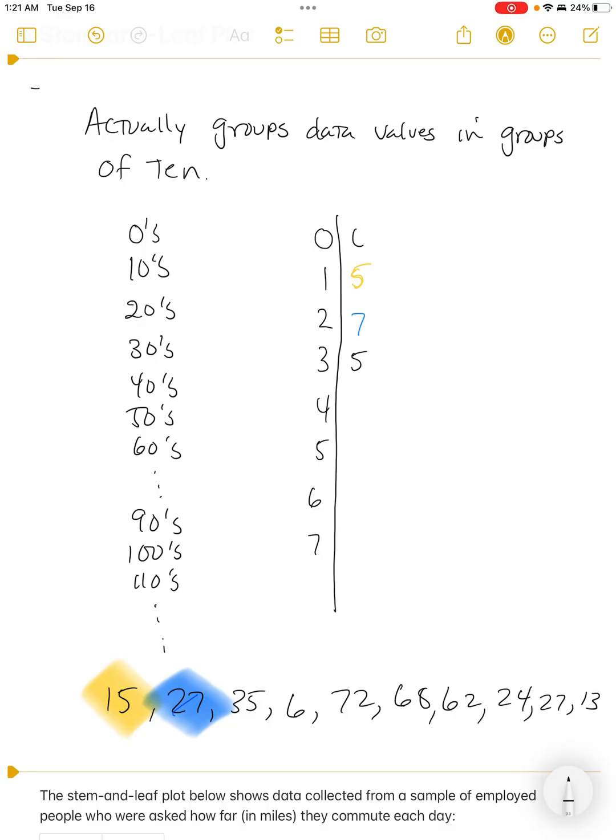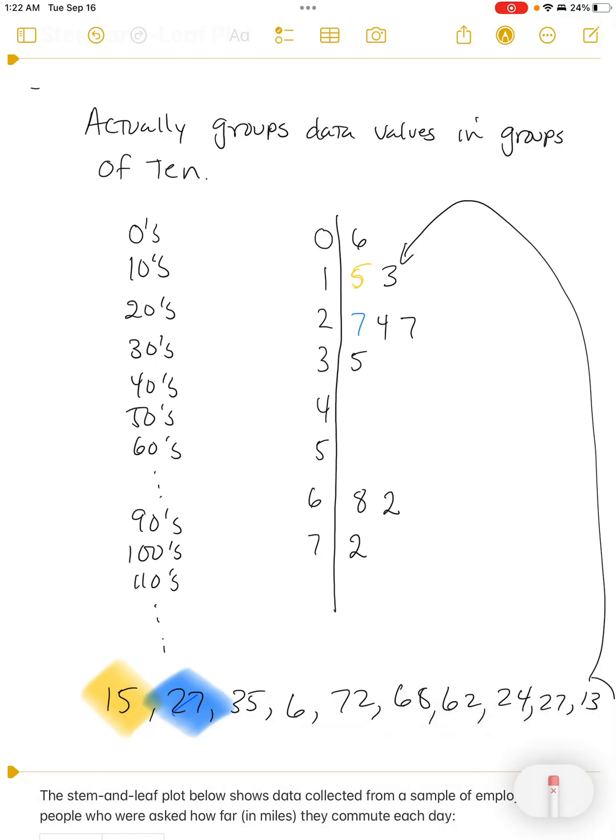Then there's a 6. Now the 6 has no tens part, so the tens part is 0, so it goes right up into the front. And we get 6, 72, 68, 62, 24, 27, 13. We'll get a lot more practice with this, and you can back up the video. But again, what happened with 13? We went and put a 3 right there with the 1. So we can actually see the data. You can see the data is 6, 15, 13, 27, 24, 27, if I keep going down.